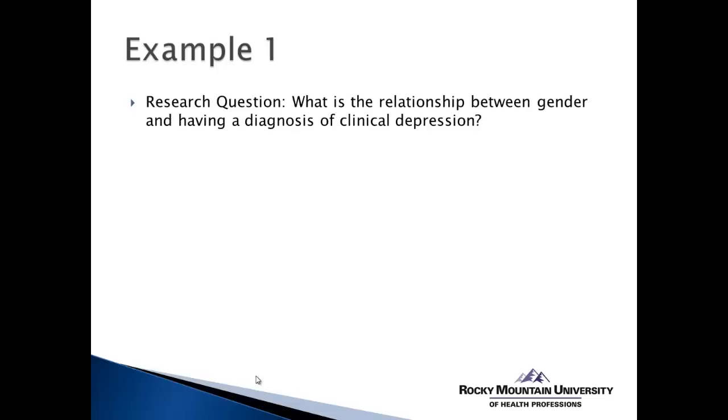Now let's go through some examples of this process so you can see how this works, incorporating our different steps. So our first example, our research question is, what is the relationship between gender and having a diagnosis of clinical depression? So we see the word relationship there. That should be a rather easy clue for you. This is probably a correlational research question. Okay, so that's one of the first criteria that we have.